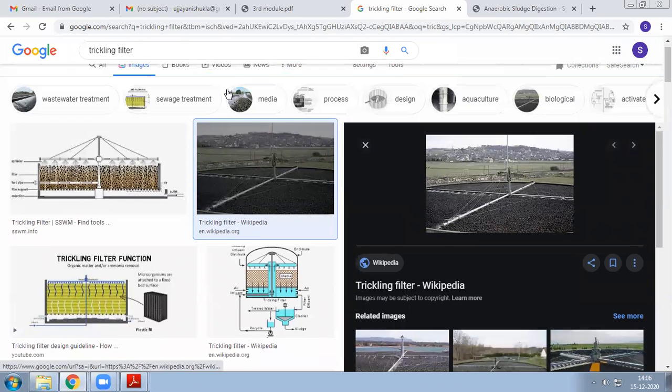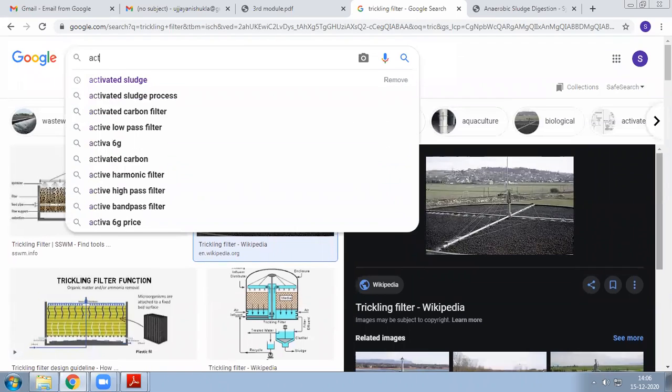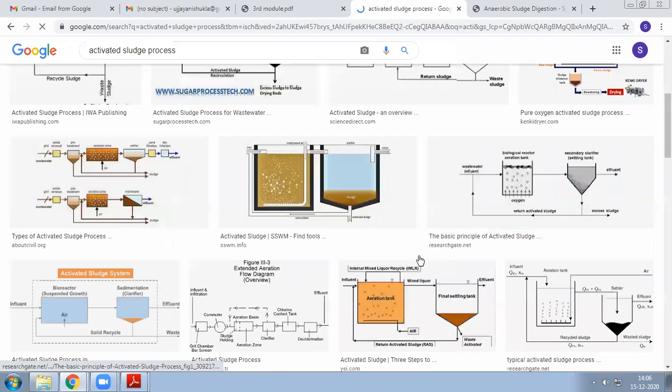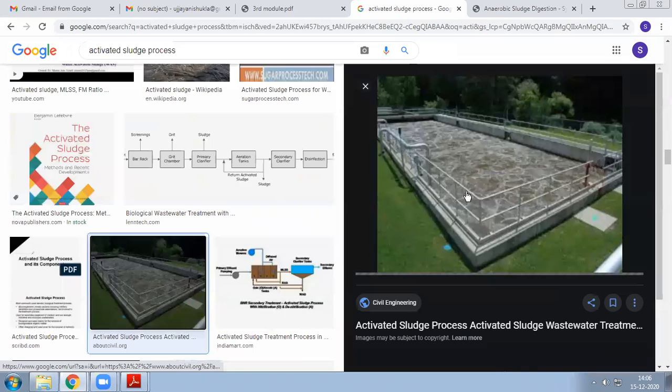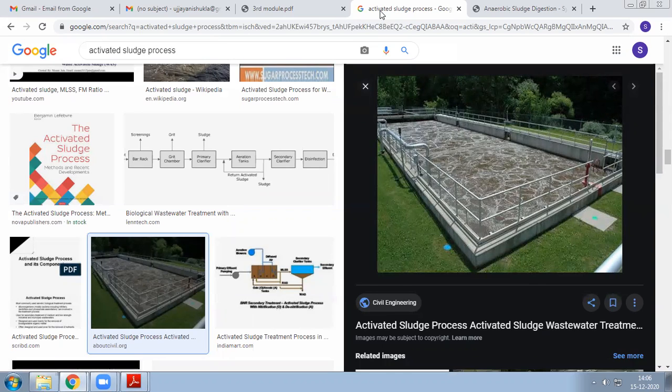Next, what we have: the activated sludge process. See here, you're seeing a lot of things. This is the activated sludge process. It is nothing but an aeration tank. They are introducing air here through this pipe. Complete bubbling is happening. So that is how the waste is being treated here. The sludge deposit inside, they will collect through pumps. Okay, so that is the diagram.